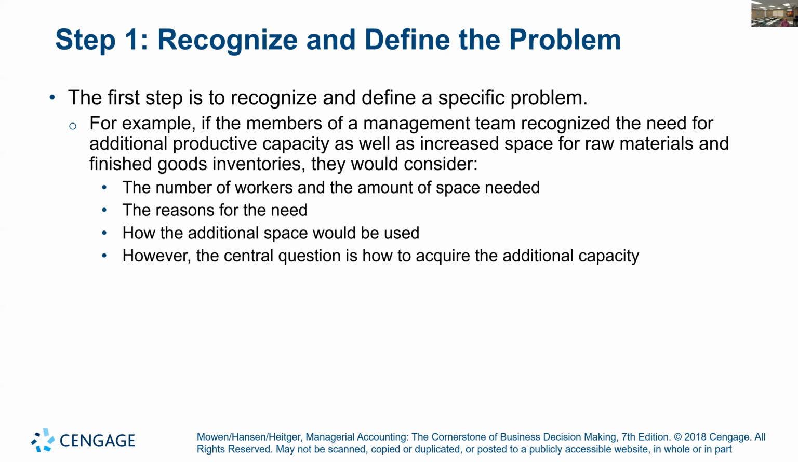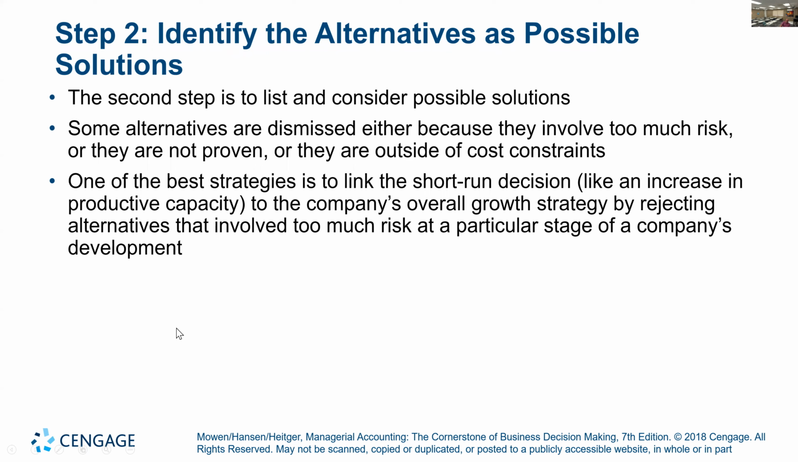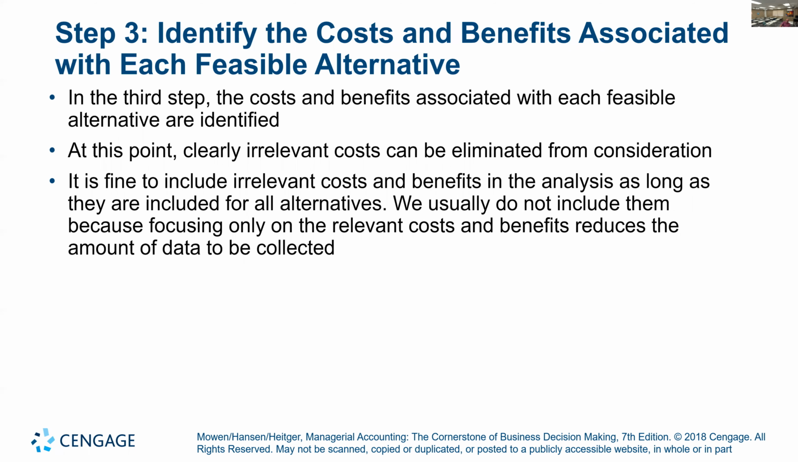Once you have identified the problem, let's look at possible solutions. What level of risk, what kind of budget are you working with? What kind of returns are you looking for with the investment that you're about ready to make? You're going to go through a brainstorming session here. So we identify these alternatives, the costs and benefits. At this point, irrelevant costs can be eliminated from consideration.